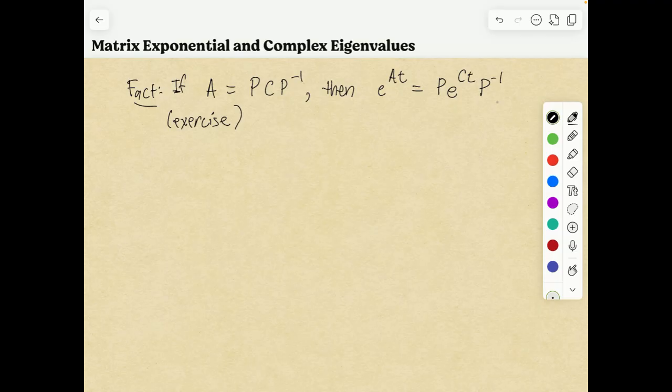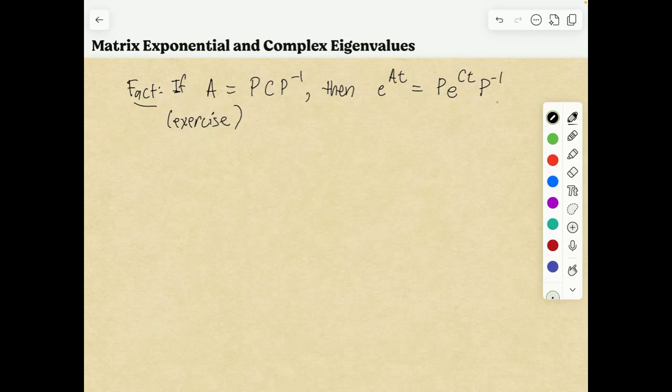Okay, so when does A equal P C P inverse? Well, it turns out that every square matrix can be written as P C P inverse. That's a theorem called the Jordan form. The matrix C in the Jordan form is almost diagonal, but there might be ones directly above the diagonal entries, or there might be ones directly below the diagonal entries, either one or the other. It just depends on your convention for whether you want the ones above or below the diagonal.